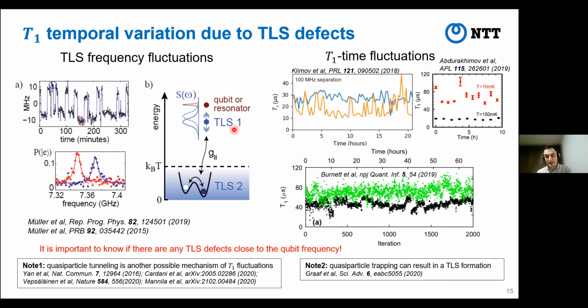Now, those two levels are separated in frequency space, but they can be located very close in real space, so they can interact with each other. Then fluctuations in the configuration of the low-frequency two-level system will result in frequency fluctuations of the high-frequency two-level system, which in turn can explain the temporal variations of T1 time observed in experiments.